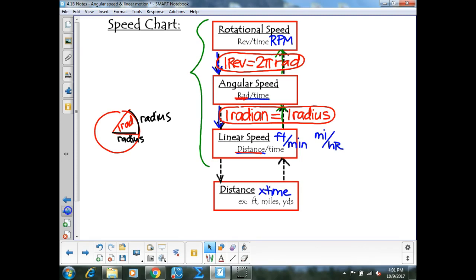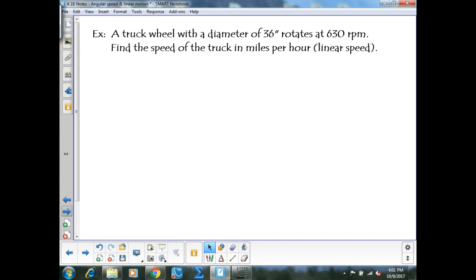All right, let's look at one example of how this all works. Going back to that example from the very beginning, we have a truck wheel with a diameter of 36 inches, rotating at 630 RPMs. We want to find the speed of the truck in miles per hour.